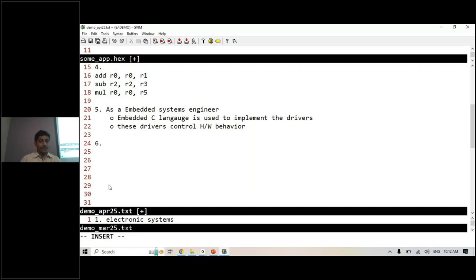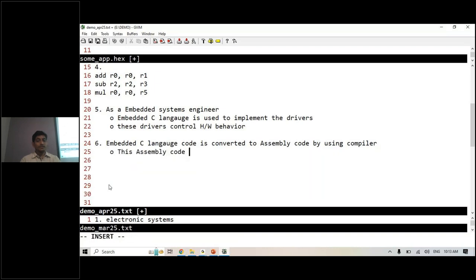Whatever embedded C language code is written is converted to assembly code by using compilers. There will be compilers which will convert it into assembly code. Then there will be multiple stages. This assembly code is further converted to opcodes, that is, hexadecimal format.